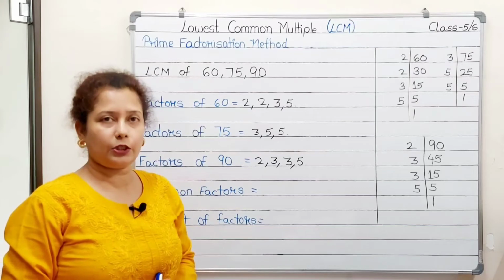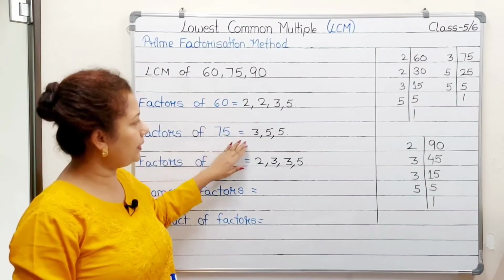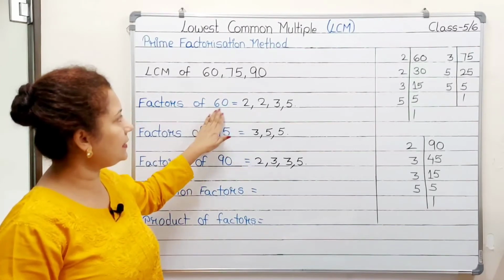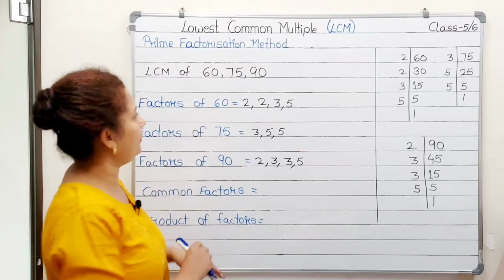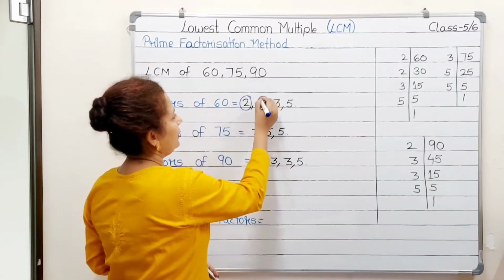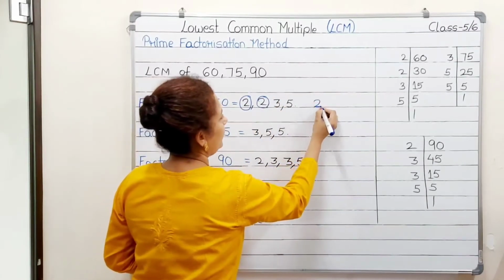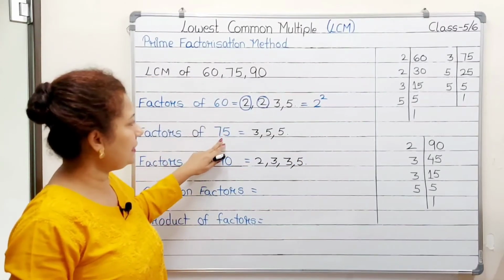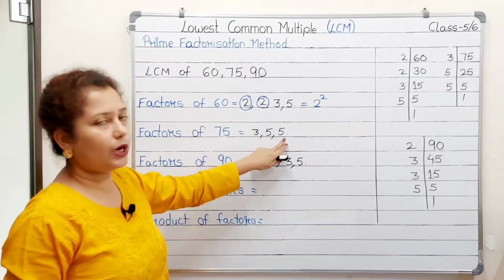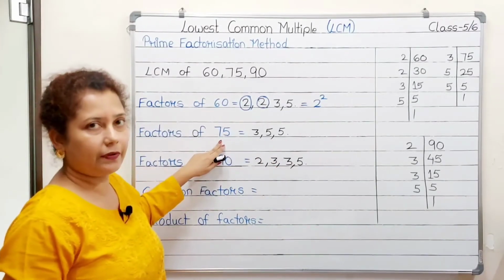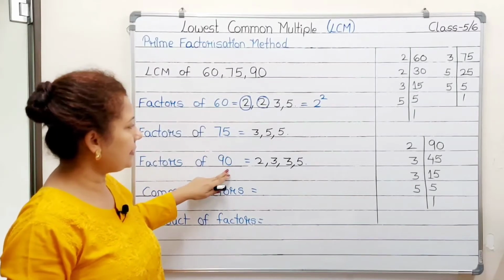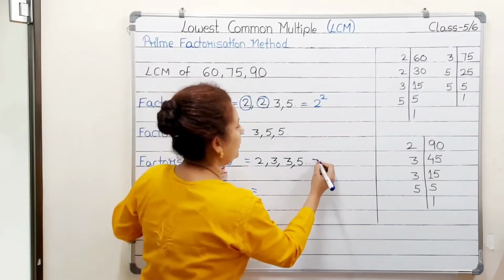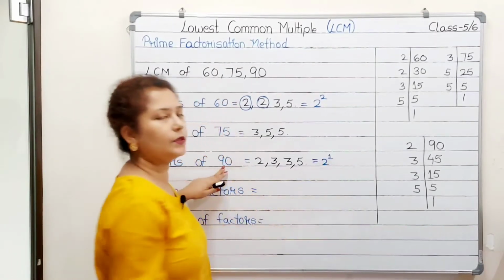First prime number is 2. So we will see if 2 is present as a factor of all the given numbers. So 2 is present as a factor of 60. So we will circle it and we will write 2 is present 2 times in 60. Next is 75. So 2 is not present in 75. So we will leave it. Next, 2 is present as a factor of 90 and 2 is present once. So we will write that.